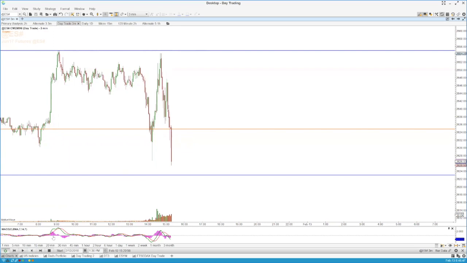Carrying on, our second target is the lower blue line. And we're also at this point watching volume carefully. If we get a volume spike into this blue line, then that's our signal to exit the rest of the day trade.